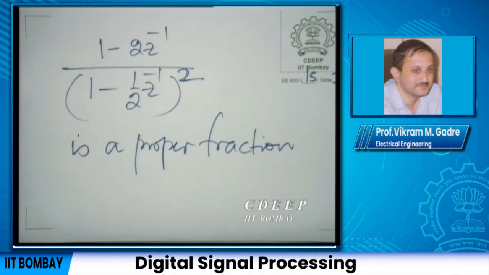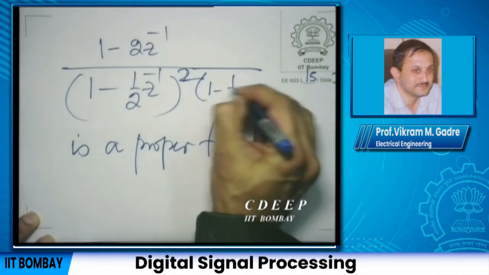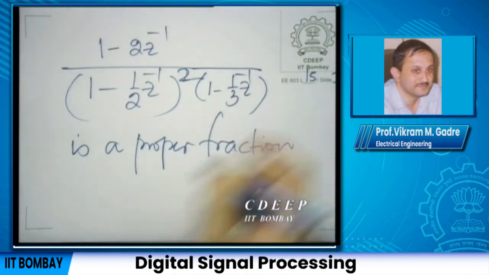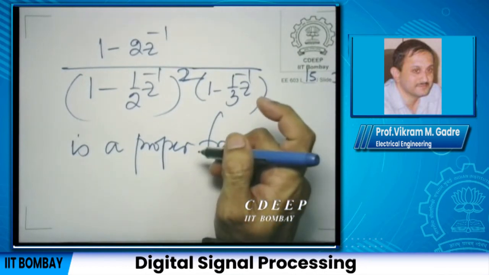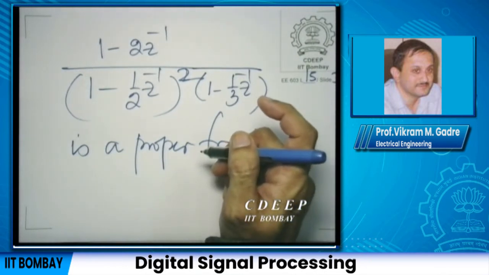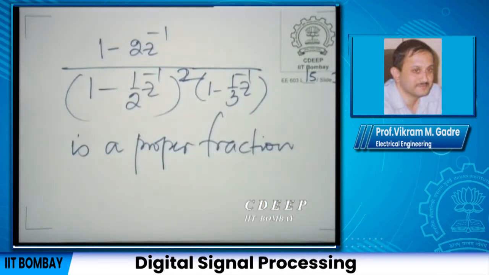And in fact, we now need to qualify that proper fraction. See, all these are proper fractions. In fact, this would be a proper fraction, this would also be a proper fraction. If I multiplied this by 1 minus 1/3 z inverse, it would still remain a proper fraction. But we do not want something like this, you see. So, we need to qualify a little more.